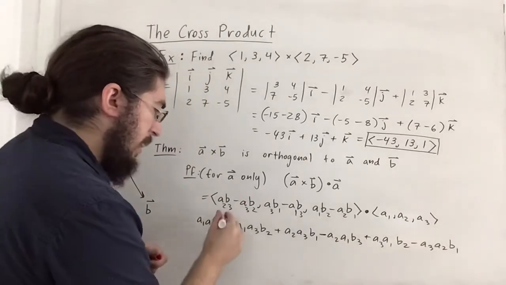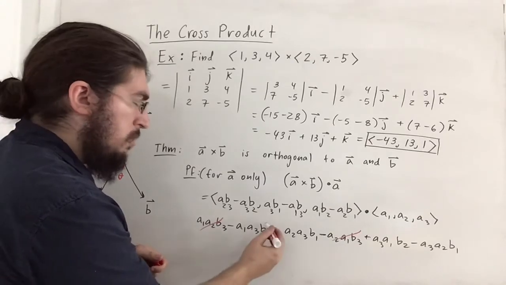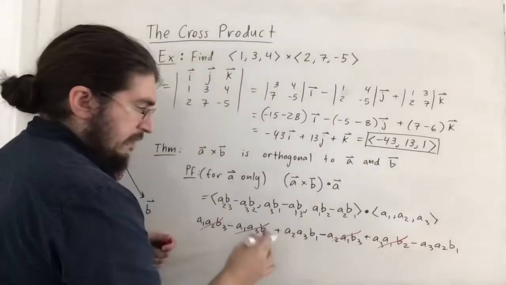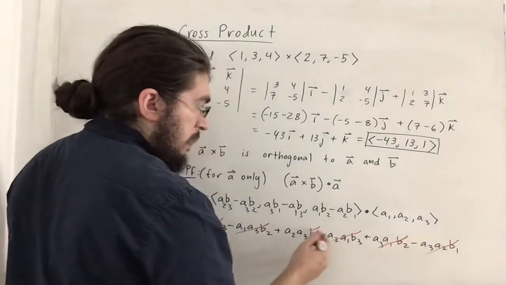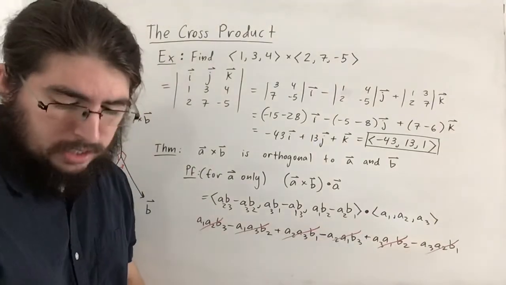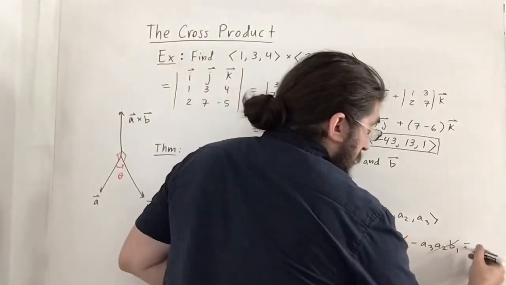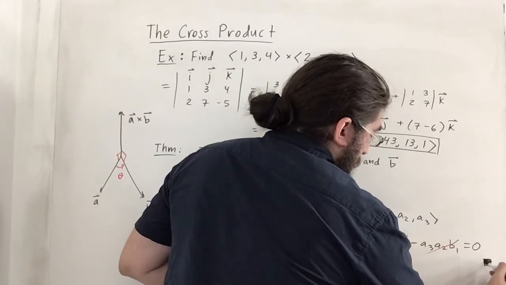So this actually cancels straight up with this one. This one, A1, A3, B2, cancels with this A1, A3, B2. So the negative, positive. And this A2, A3, B1 cancels with this A3, A2, B1. So they end up being the same because multiplication is commutative, basically. So we indeed get that it's 0. So since it's 0, the dot product of these two is 0, that means they're orthogonal indeed.